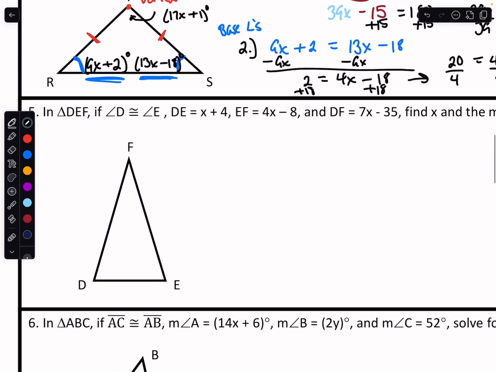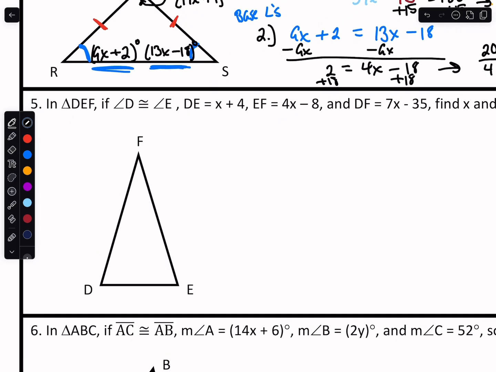In number 5, triangle DEF, angle D is congruent to angle E. So this time we're given 2 angles congruent. Those are our base angles. That means we have 2 congruent sides. DF and EF will be congruent. So those are our legs.